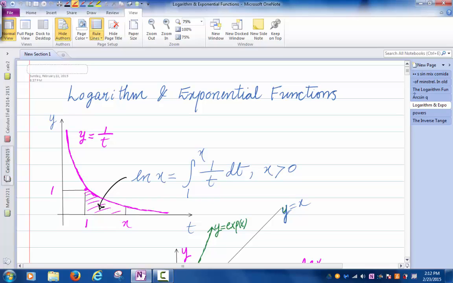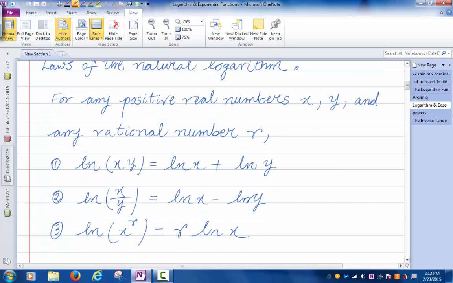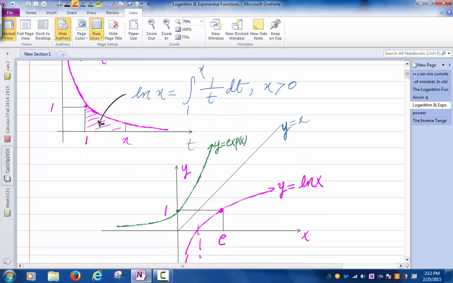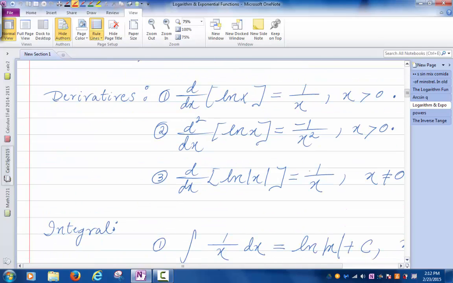Now, by applying the fundamental theorem of calculus right away, this is an integral function. We know how to find the derivative. And the derivative is what? The derivative of ln of x would be basically the integrand evaluated at the upper limit x. So the integrand evaluated at the upper limit is 1 over x. So the derivative of ln of x is 1 over x. If I take the second derivative, I get negative 1 over x squared.